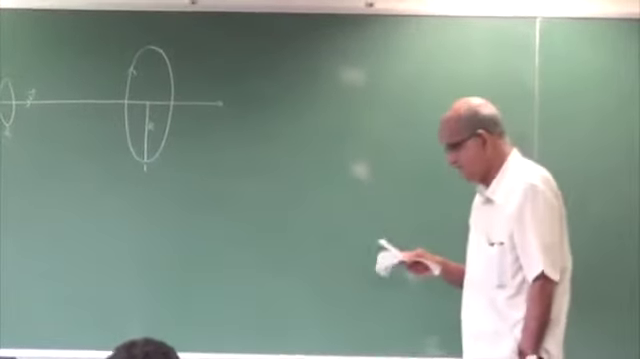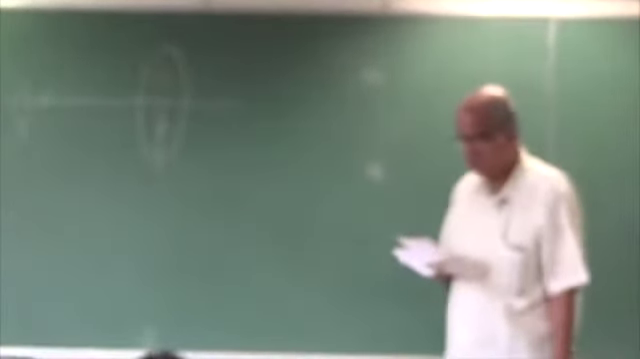Current is flowing in a circular coil 1 whose radius is capital R. A second coil 2, whose radius is much smaller than that of the first coil, is moving with a constant velocity v along the common axis.